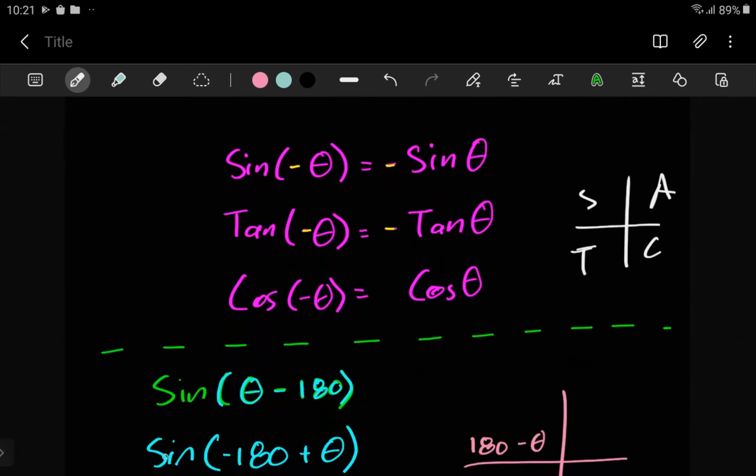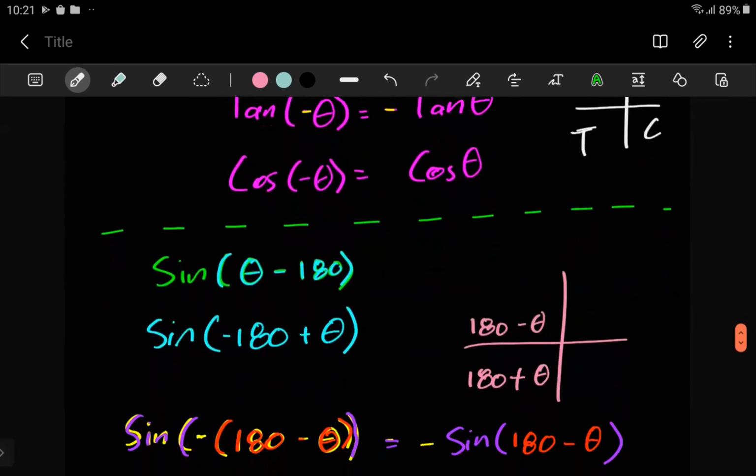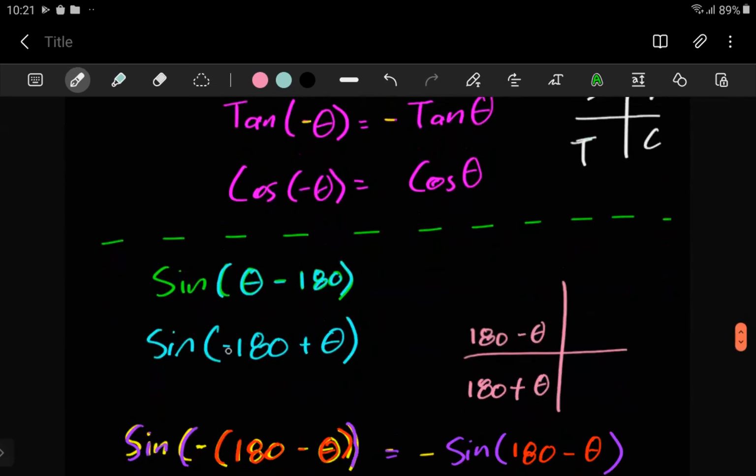Since we're trying to simplify this, the next step is to take out a minus as a common factor. If you take out a minus here and a minus there, the minus is outside, and what's left in the brackets is a plus 180 and then a minus theta. Does this step make sense? Yes, it makes sense.